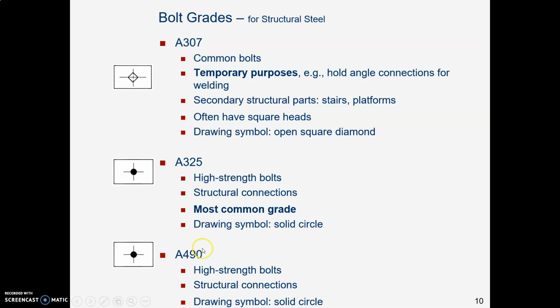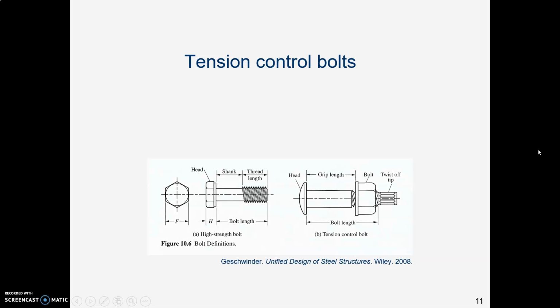In the high-strength bolts, there are two grades, there are subgrades. There are two grades, and the most common is this A325. There's another kind of bolt called the tension control bolt that's pretty interesting.